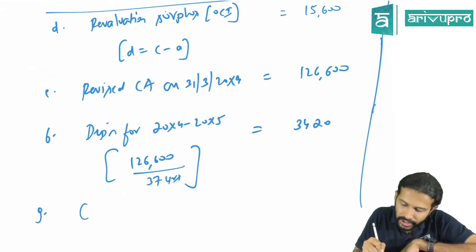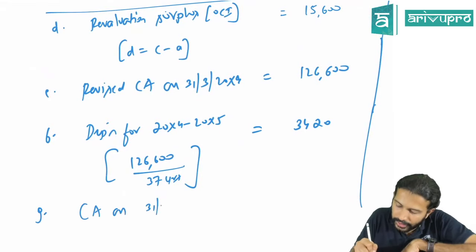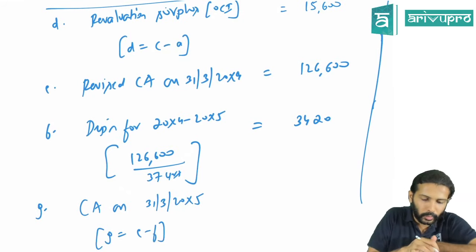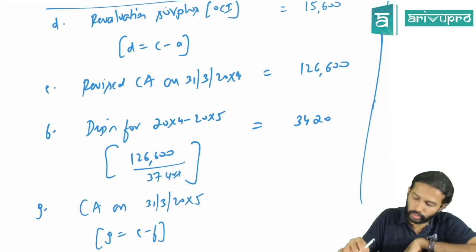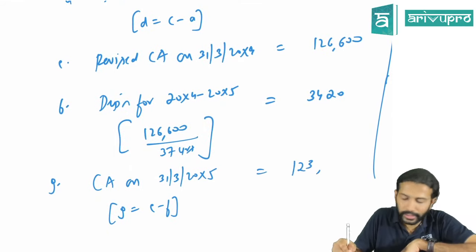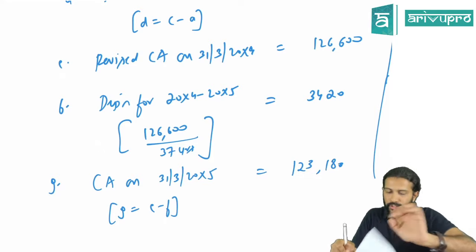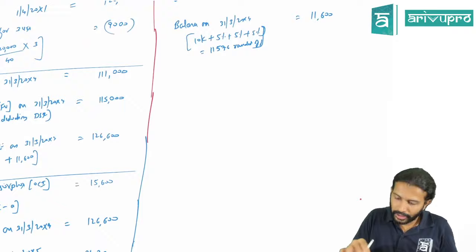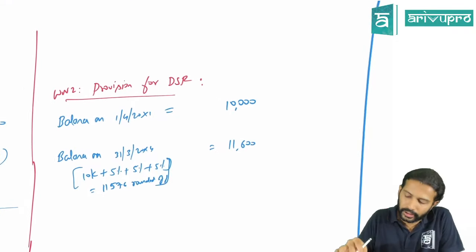So after depreciation, what will be your carrying amount? Carrying amount on 31st March 20x5 will be, can I say G is equal to E minus F? That will be 126,600 minus 3420, which will be 1,23,180 rupees. This is the carrying amount you're going to get. Similarly, we also find out the provision for DSR balance also.